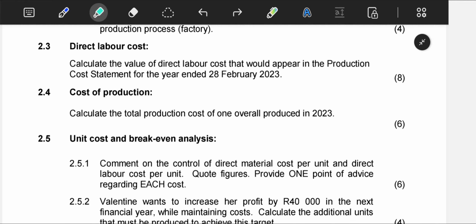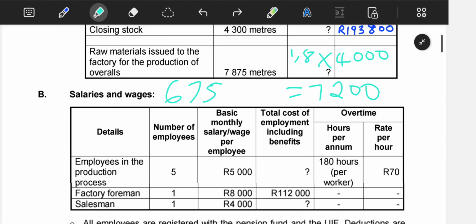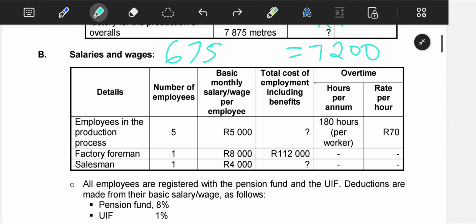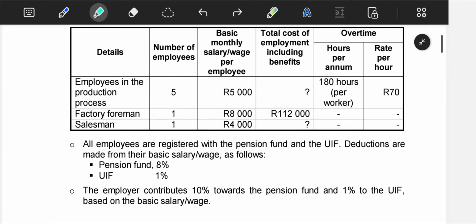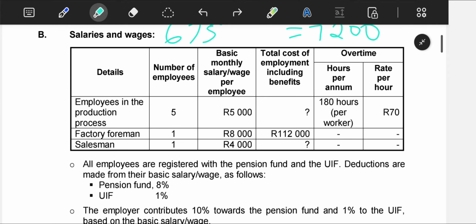Now, let's see the information that we have. Salaries and wages. When we talk about direct labor, we're talking about those employees that are working in the production process. That is direct labor. Right. So this is the information we have here. We have 5 employees, each of them earning 5,000.